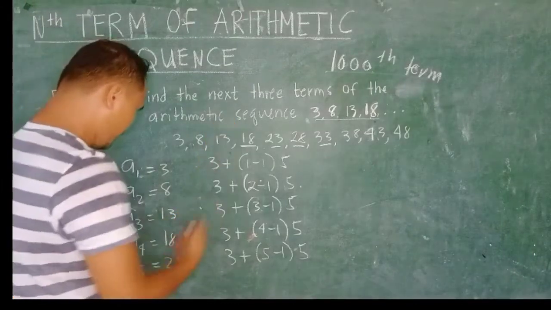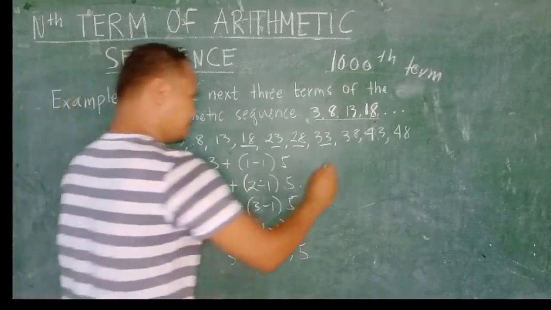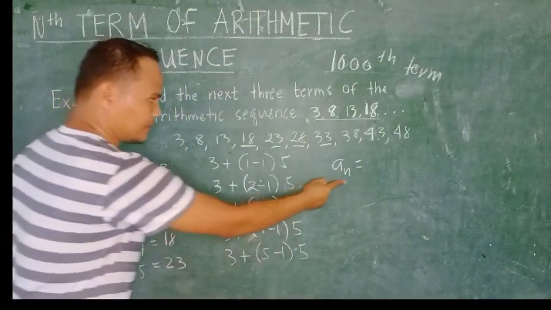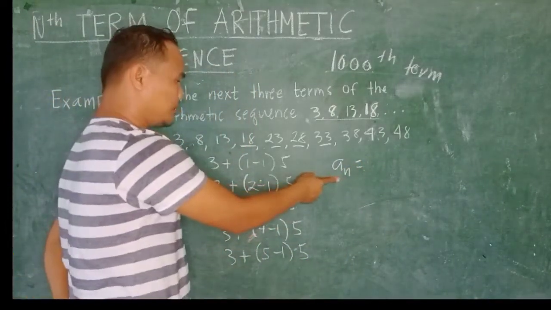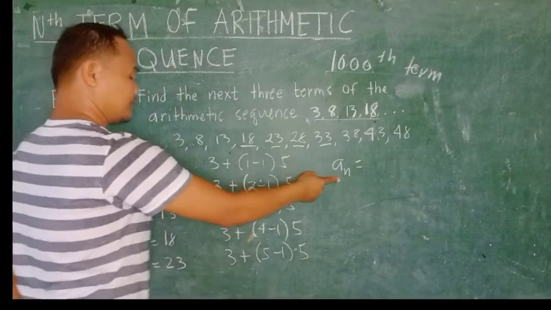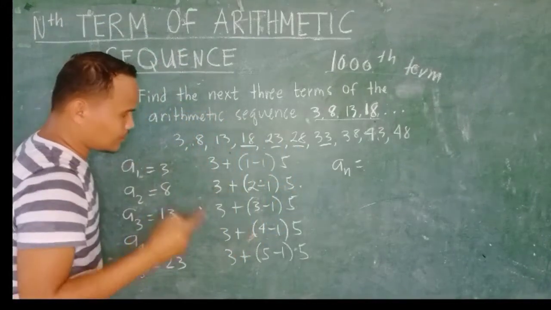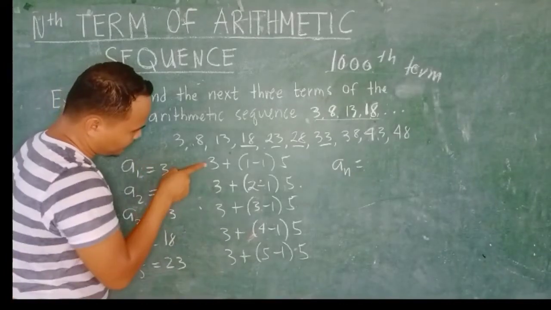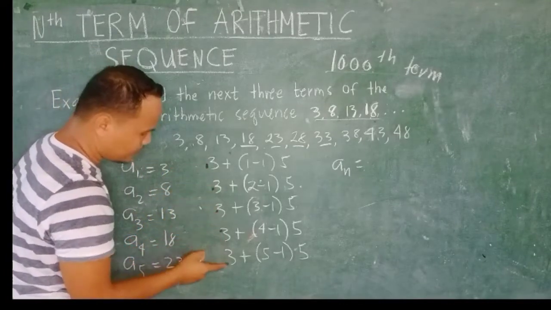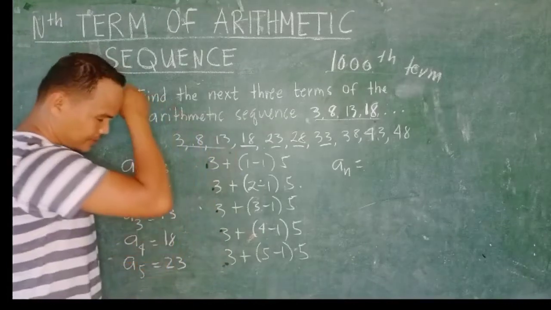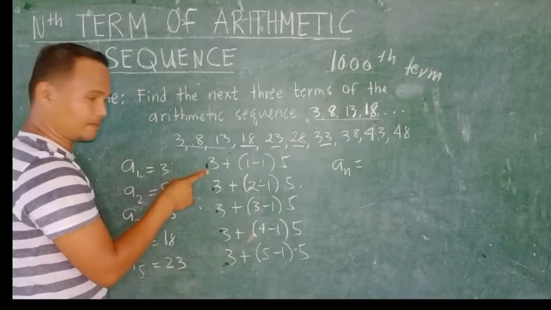If we want to continue the process until a sub n, this is now called the nth term. Now let us take a look at the pattern. Here, 3, 3, 3, 3. Always 3. And what is 3 in our arithmetic sequence? It is the first term.